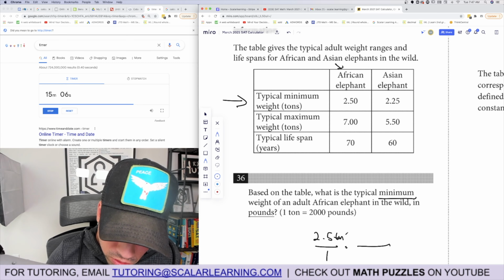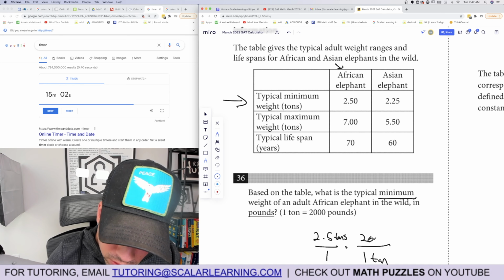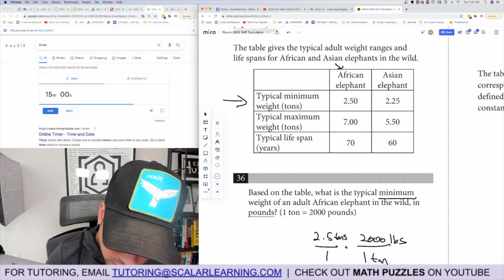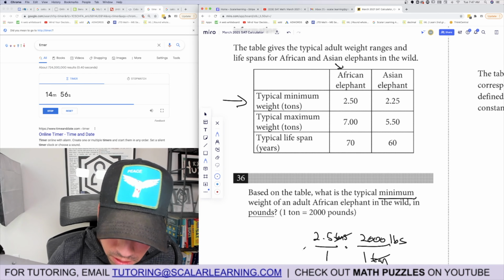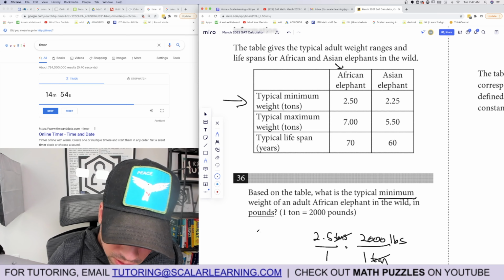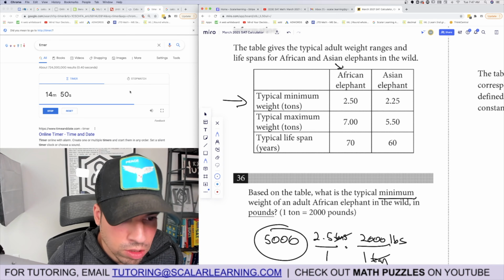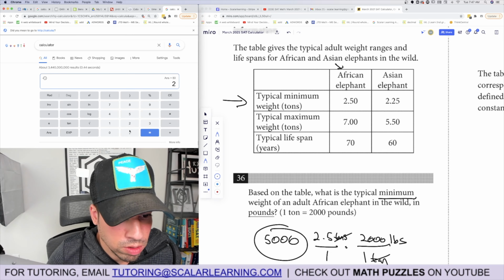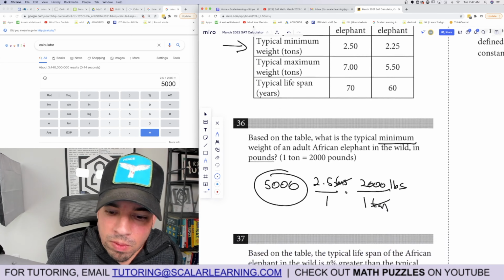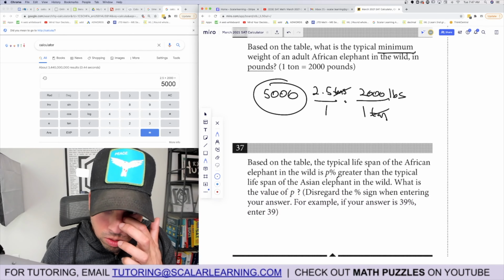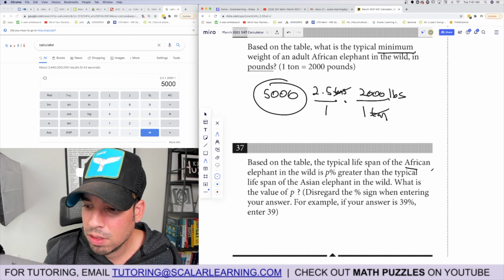I'll do it like standard dimensional analysis. So we say 1 ton equals 2,000 pounds. Then you cancel the tons. So it's basically 2.5 times 2,000, which is 5,000. To be absolutely safe. This is unnecessary, but why not? All right, cool.